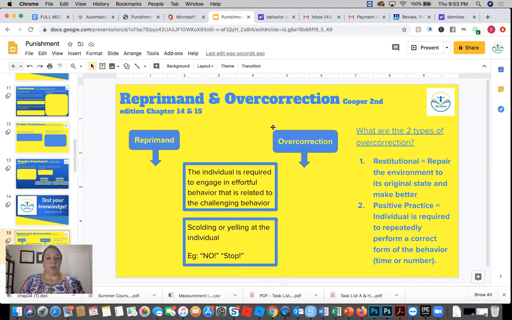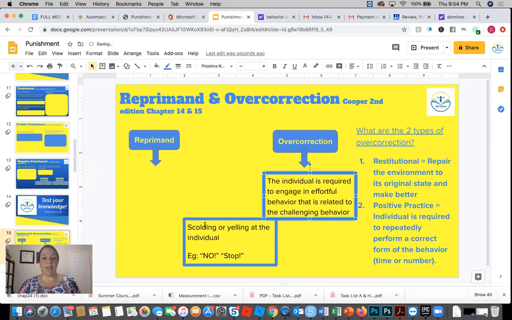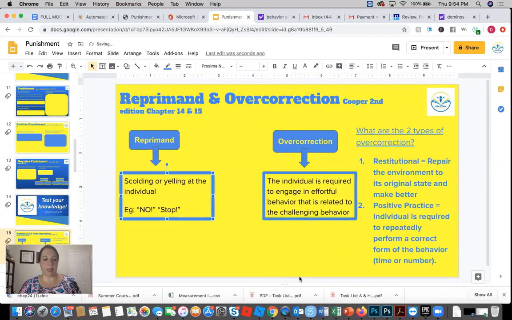All right, so these are the two different types. We have reprimand and we have overcorrection, right? I'm going to read each one and you guys are going to tell me if it goes under overcorrection or under reprimand. The individual is required to engage in effortful behavior that is related to the challenging behavior. Overcorrection. Great job, yes. And then scolding or yelling at the individual. Examples, no or stop. Reprimand. Reprimand, nice.